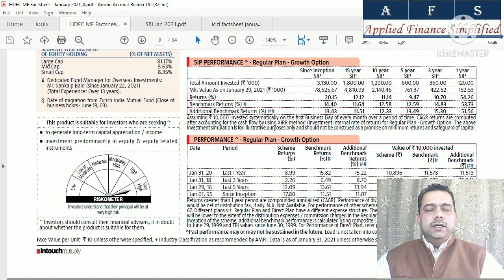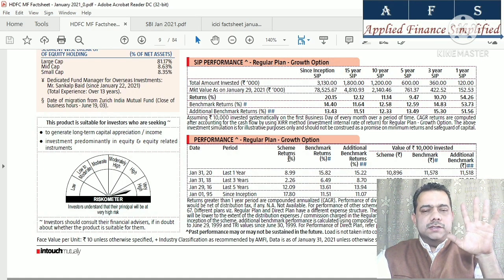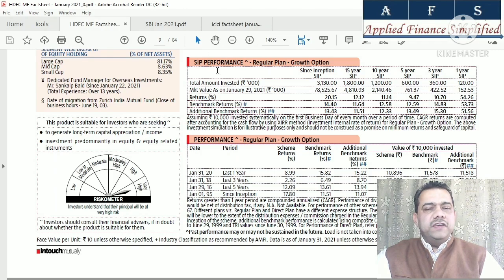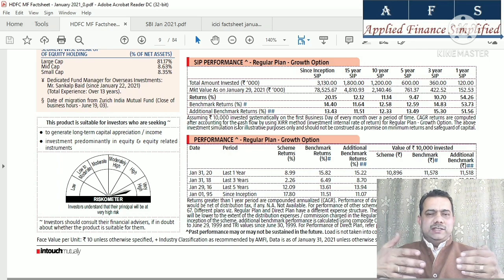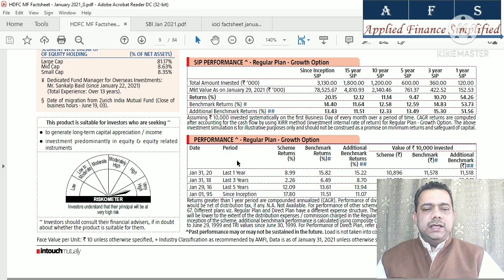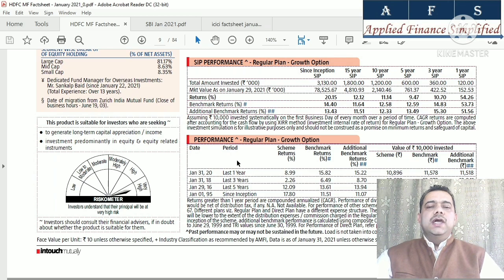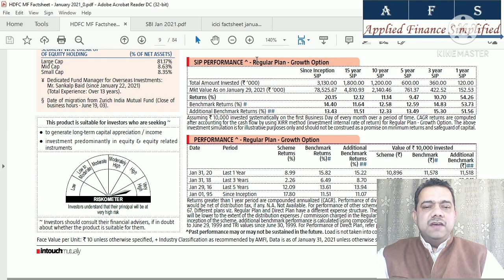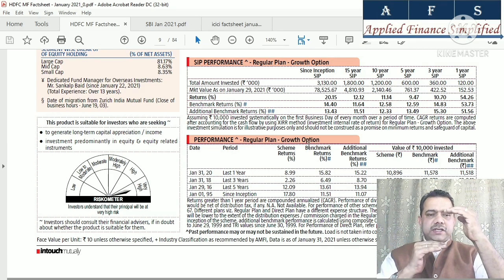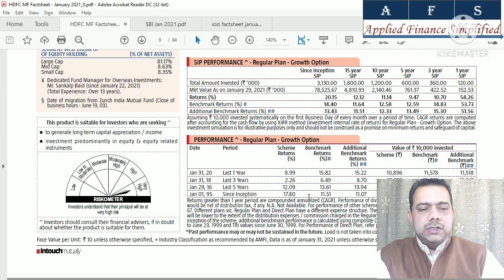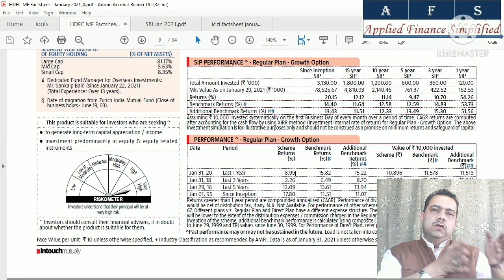So as you can see over here, there are 2 categories of returns given. One is a return on the basis of SIP, and the second is a return if you invest a lump sum amount. Obviously the returns will be different because in SIP you are investing on a monthly basis, whereas in this category you are investing on a lump sum basis. Now on the Hdfc fact sheet, they have given you the regular plan growth option and the direct plan growth option when the investment is made in a different style. We will pick up this table and make a comparison of the 3 funds.